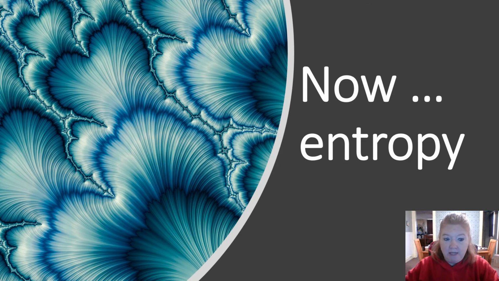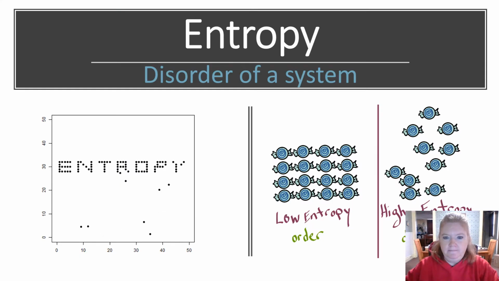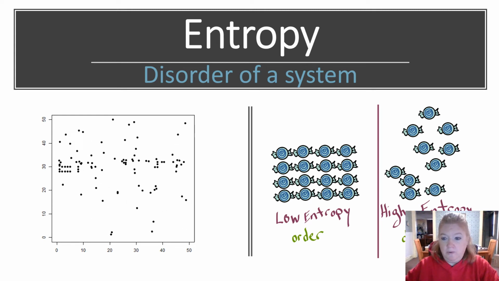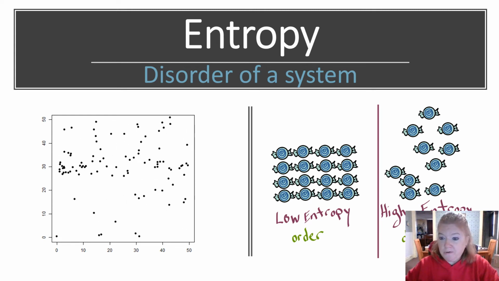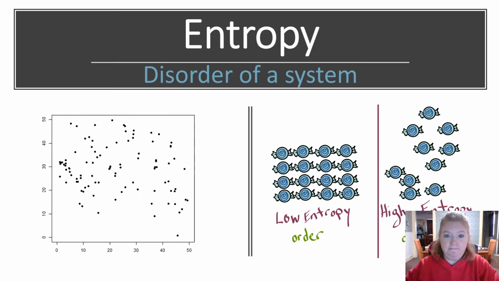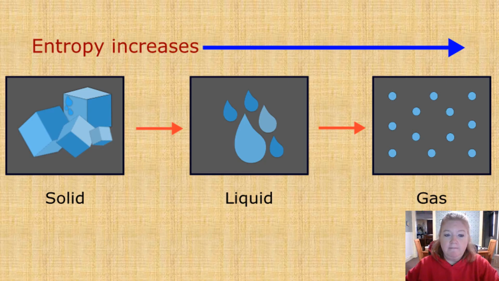All right, now on to entropy. Entropy is the disorder in a system, how disordered the particles are. Entropy increases as we move from solid to liquid to gas. Remember, in a solid, strong intermolecular forces, the particles are in a rigid pattern. That's not a lot of disorder. So as we move from solid to liquid to gas, the entropy increases.